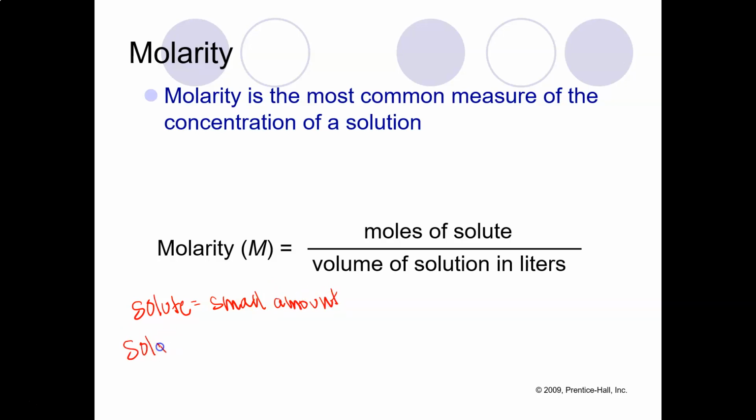Solvent, it's the one there's the most of in the mixture. Solution, that's the total. So the denominator, the volume of solution in liters, means it's the volume after you've mixed all the pieces together. What's the volume of the total? Now, most people memorize molarity by saying moles divided by liters. It's really not quite good enough. You need to be very specific.